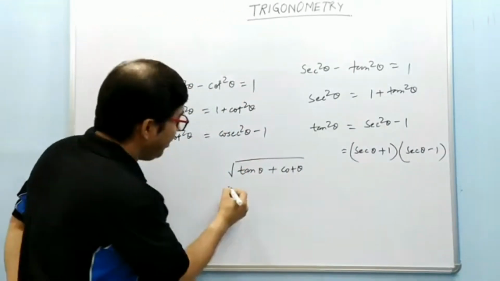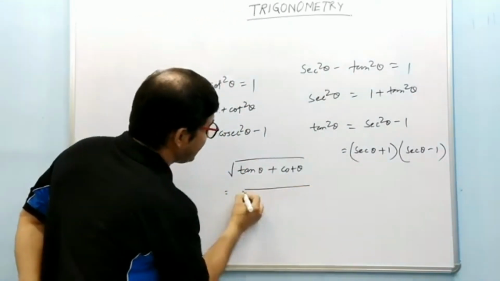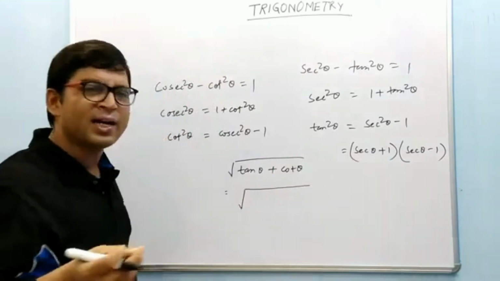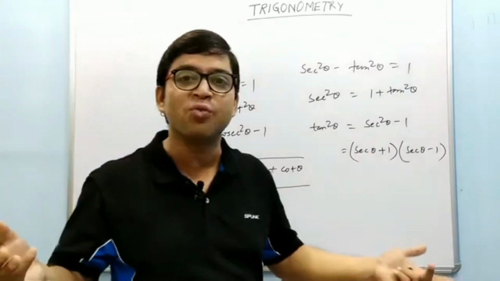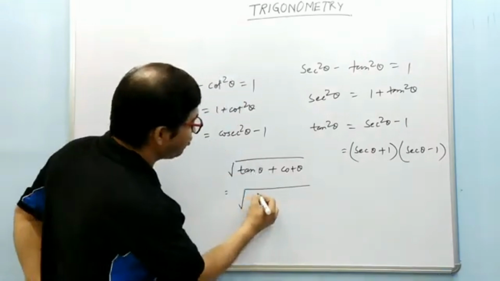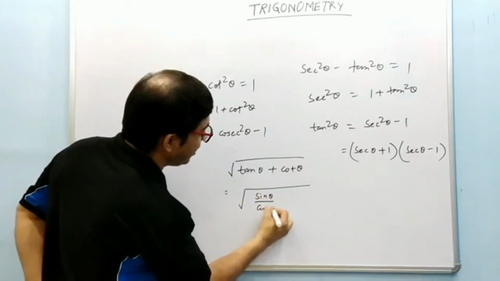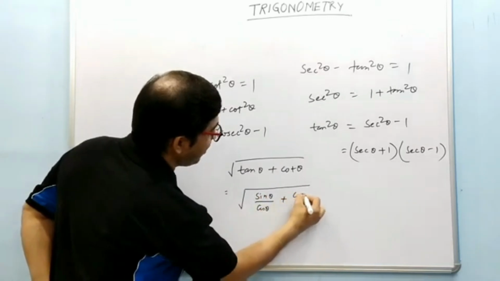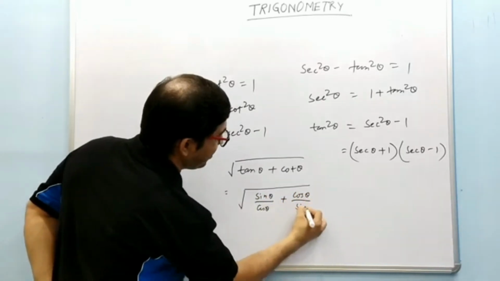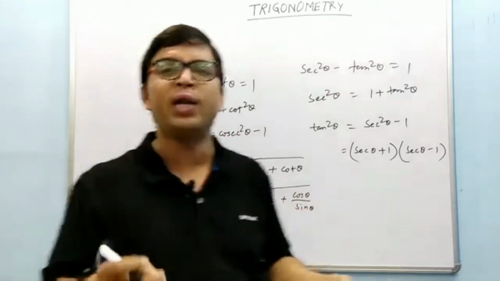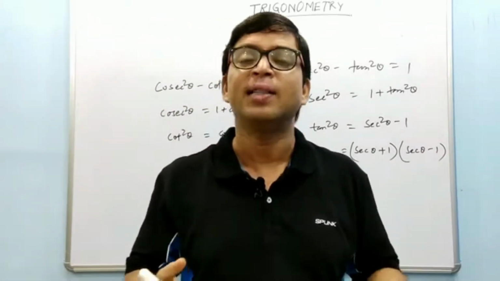Okay. So if we are not getting anything, I just recommend, if you are stuck, just follow the basics. What are the basics? Convert in terms of sine and cos. You can just write sine theta by cos theta plus cos theta by sine theta. Just make the movement, you will get the result.